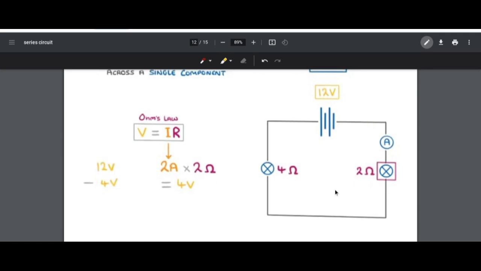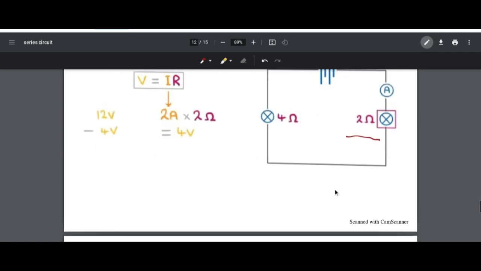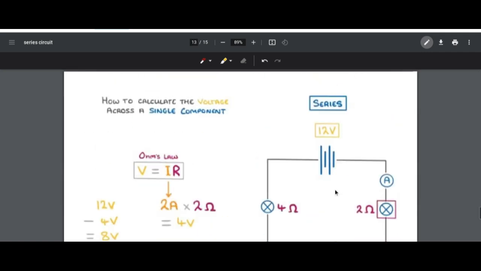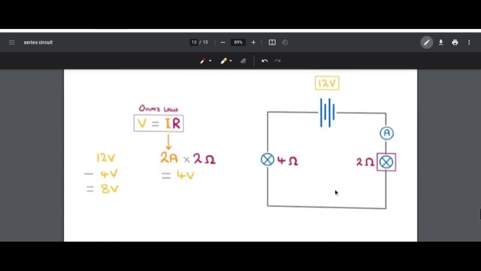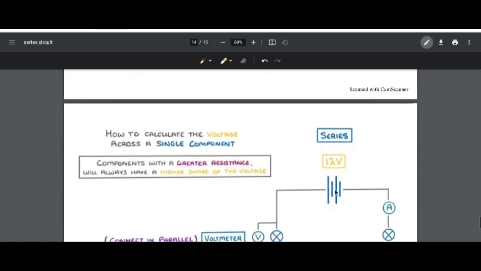Yes. And now this is the thing, this is the value of current, 2 ampere, and this is the value of resistance, 2 ohm. Then the voltage will be 4. Voltage will be 4. Got it? Yes. And then they are using the formula again.